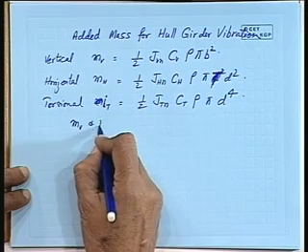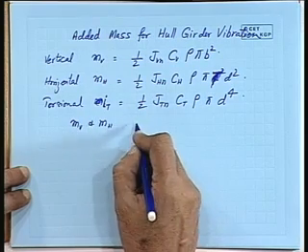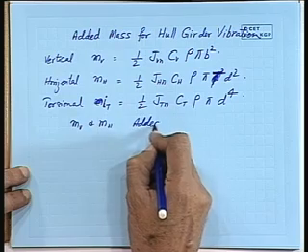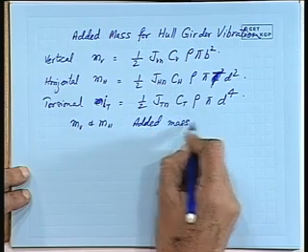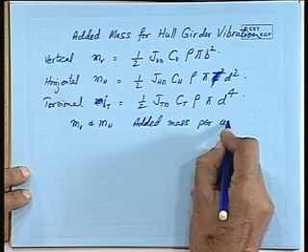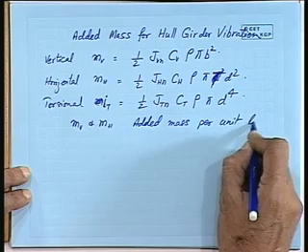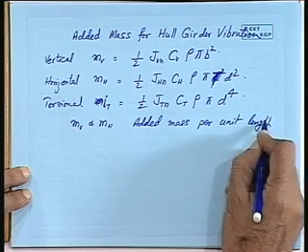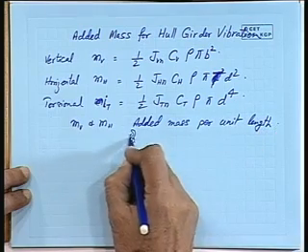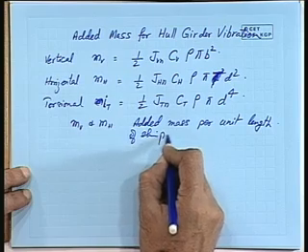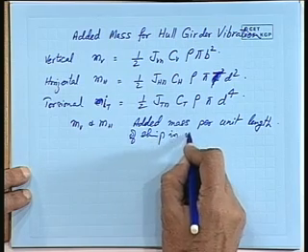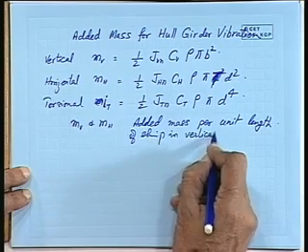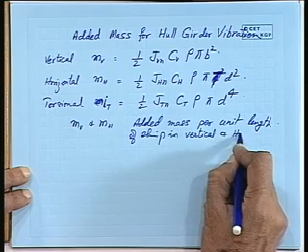MV and MH: added mass per unit length of ship in vertical and horizontal mode.